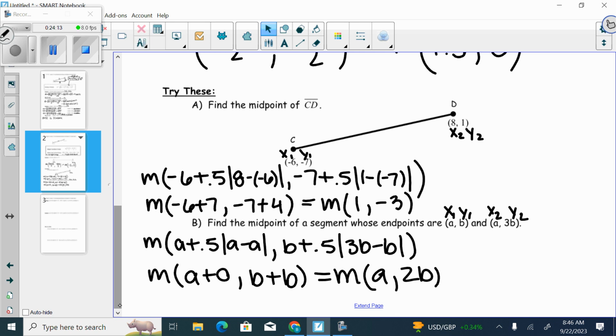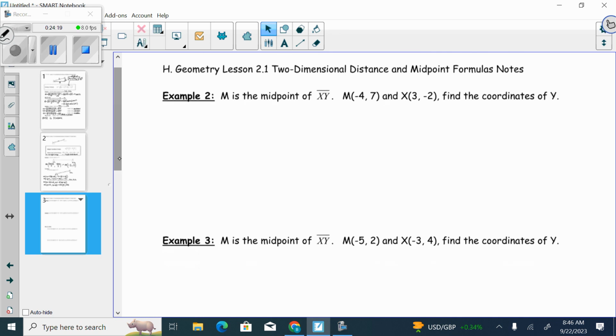Okay. Flip it over onto that last page there. All right, example 2 says that M is the midpoint of the segment XY. So this time it's a little different. They gave us the midpoint. They want us to find the missing coordinates for Y. All right, so we had that formula on the front where we said we just average our X's and Y's.